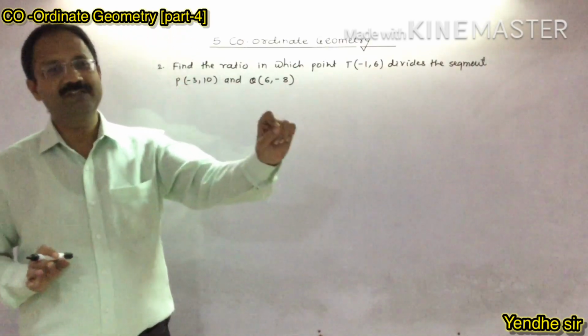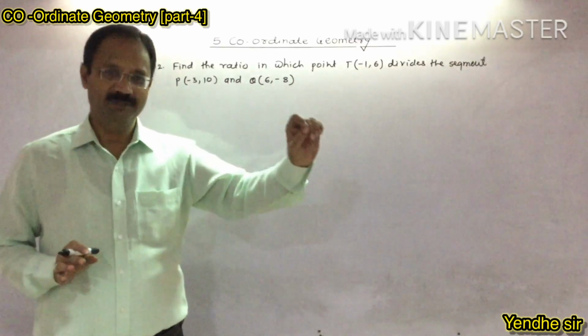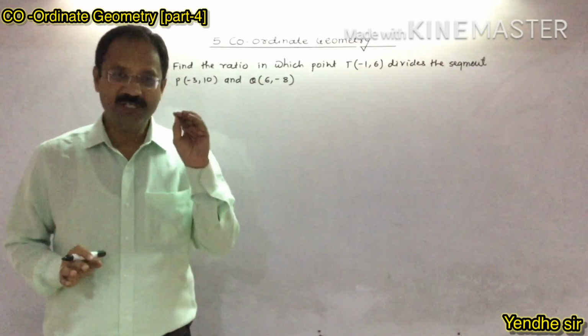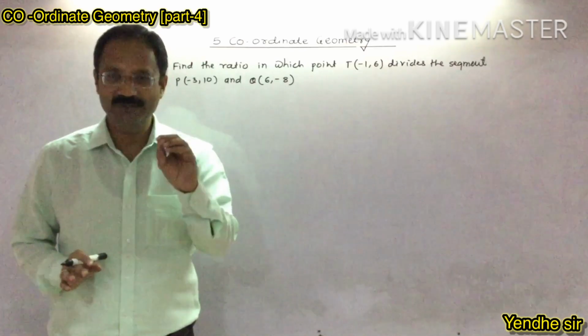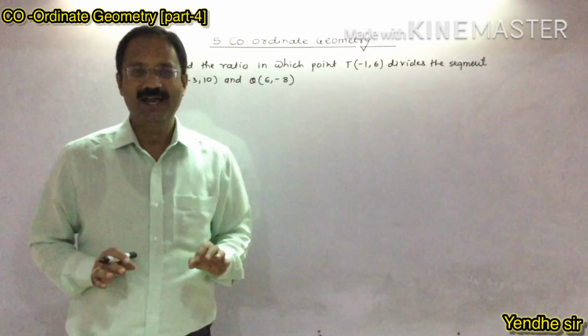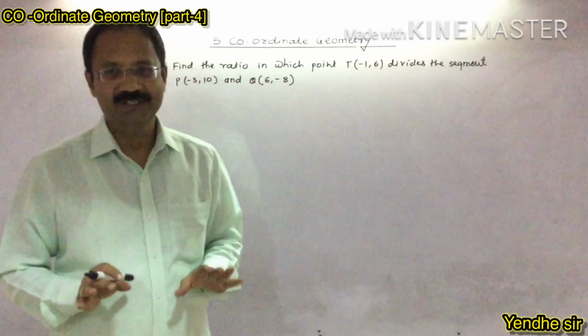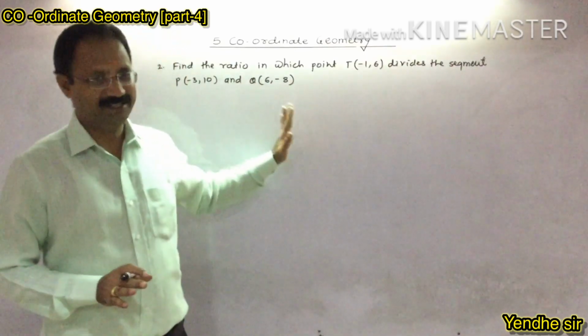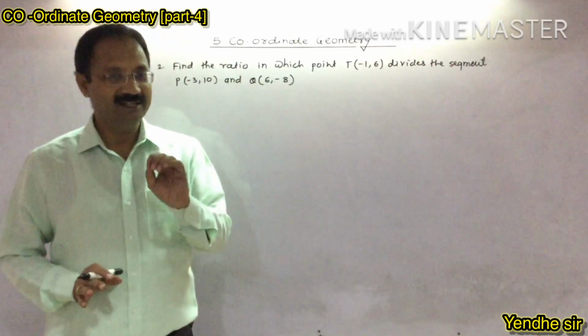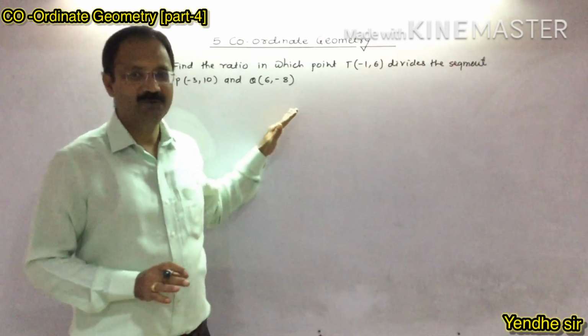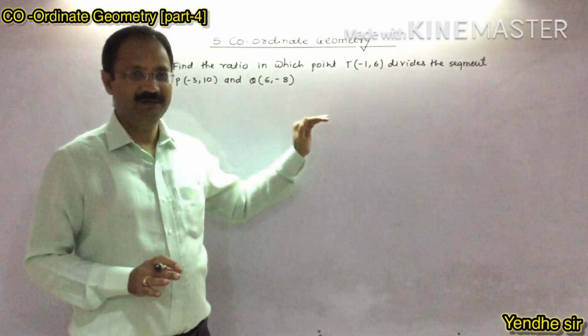If the midpoint is given, then you have to use the midpoint formula. If the word centroid is given, then you have to use the centroid formula. And if the word ratio comes, then you have to use the section formula. This is a nice idea to remember how to solve the sums by formula.